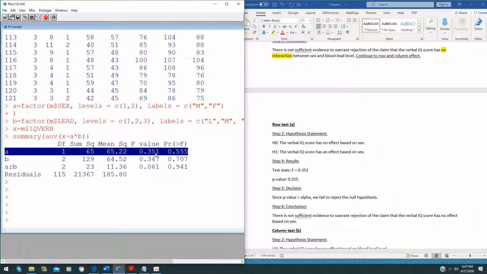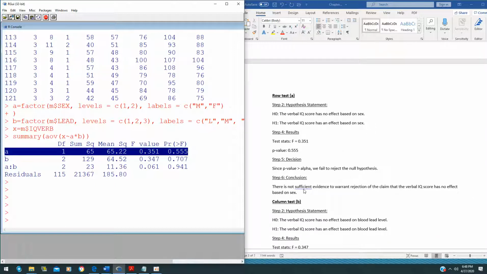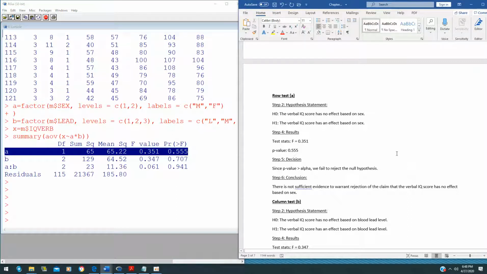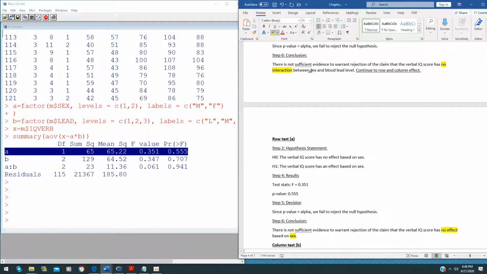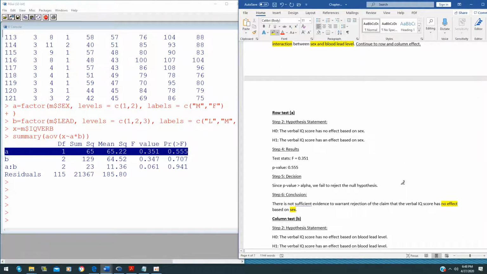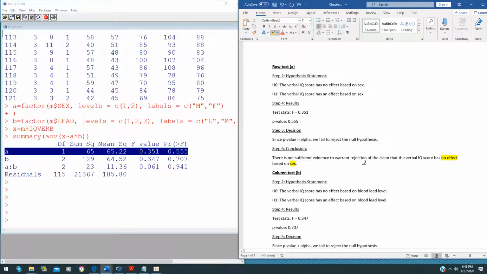And the test statistic in this case is 0.351, and the p-value in this case is 0.555. Again, your p-value is greater than alpha, so we fail to reject the null hypothesis. And your conclusion also says that there is not sufficient evidence to warrant rejection that the IQ score has no effects based on sex in this case. So now we are seeing what happens if you have just the factor for sex.